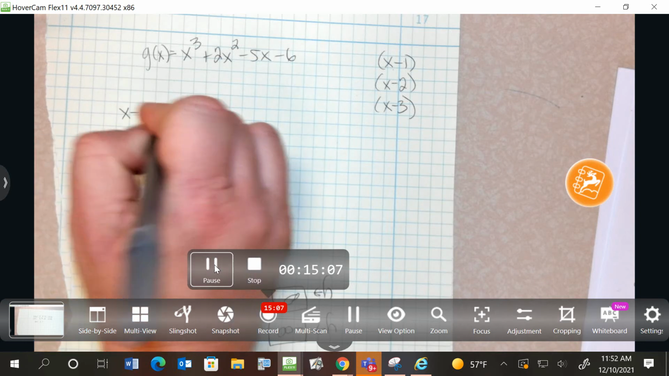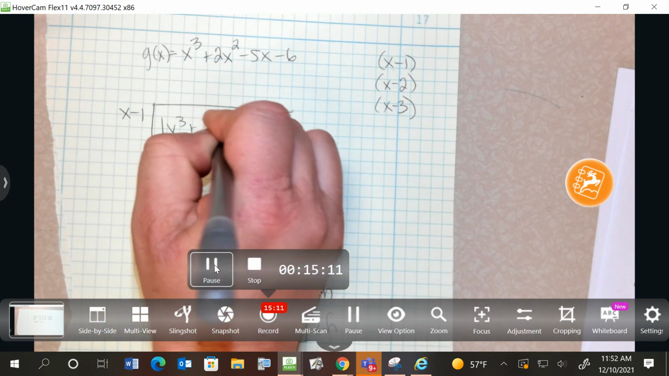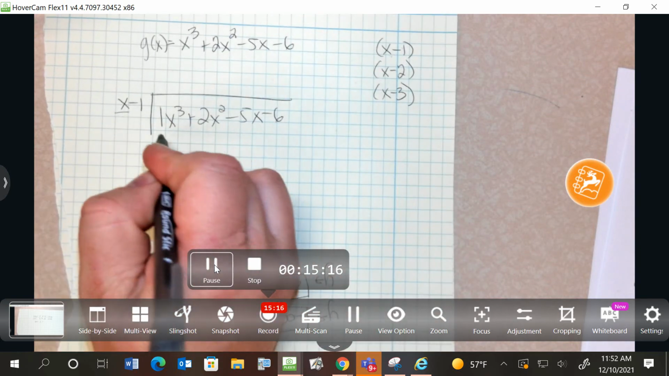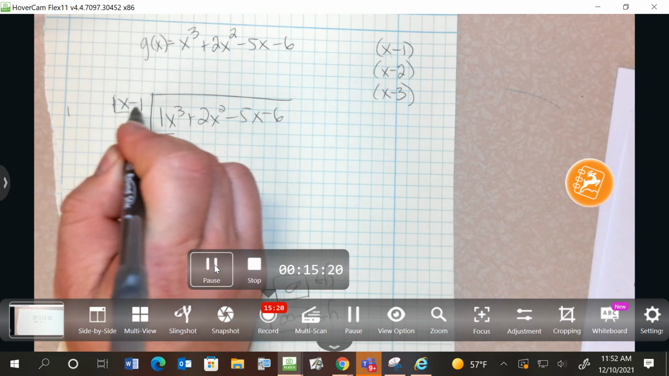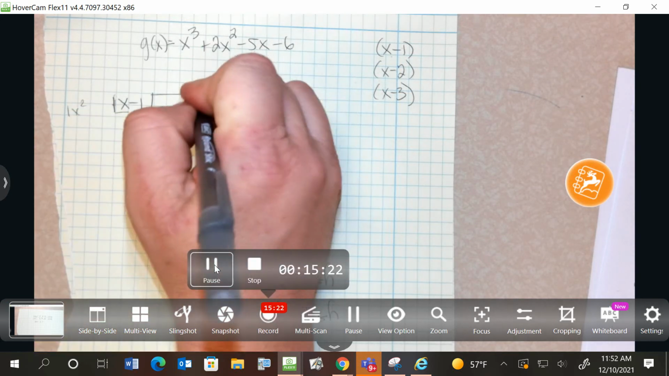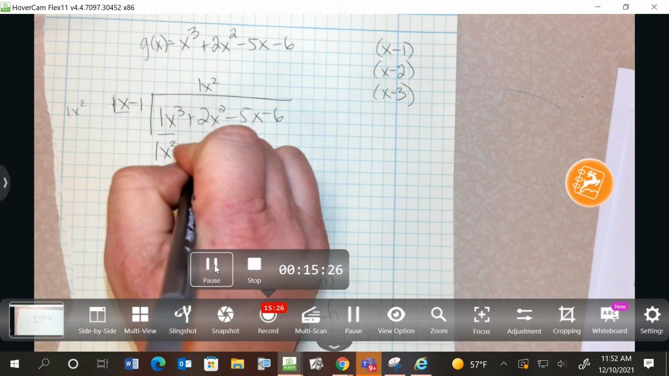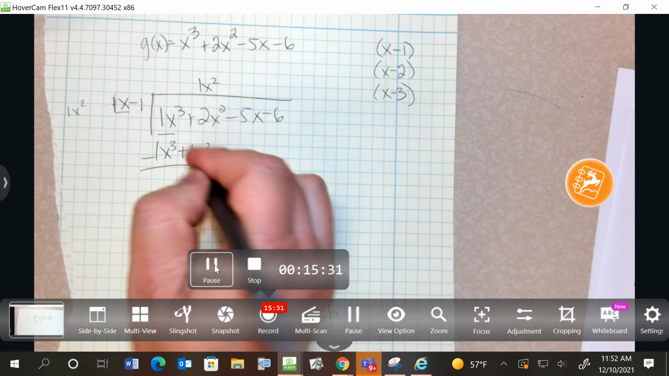Well, I write it down. Put down I have 1x plus, and I want to know if it's a factor, I get the remainder of 0. Okay, 1 times what is 1? I need 2 more x's. And then I multiply through. Changing the signs always on the second row, and then I combine down.